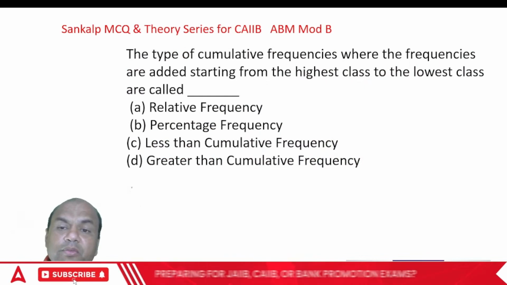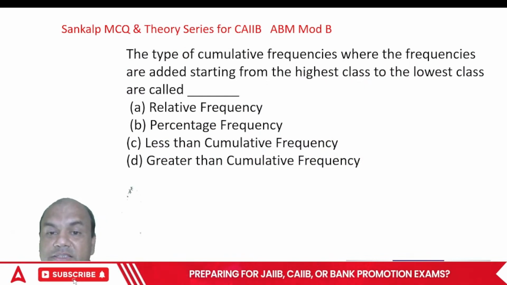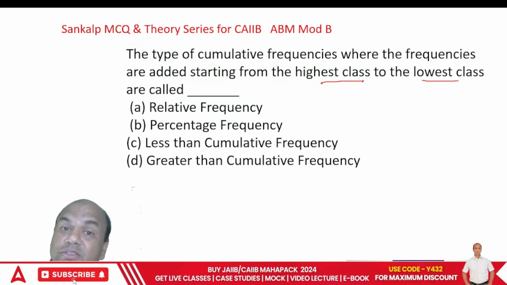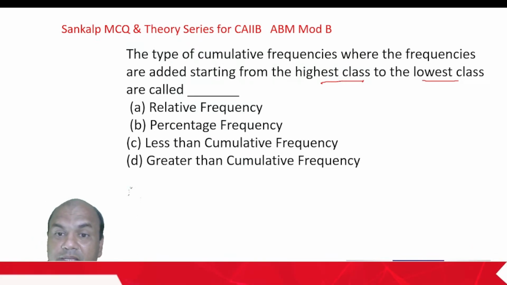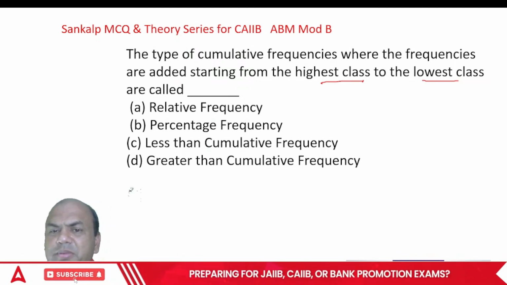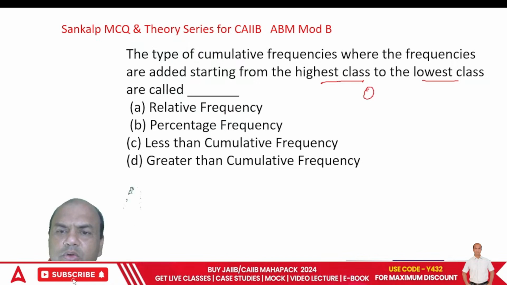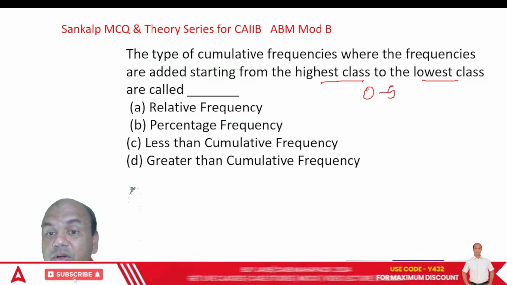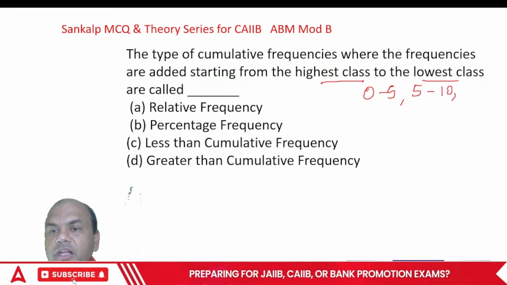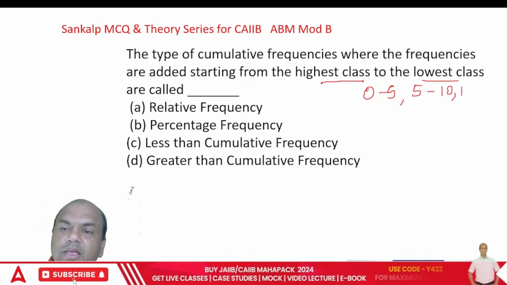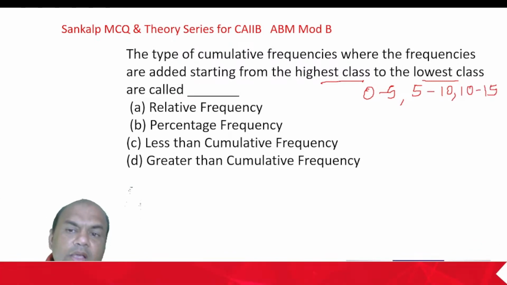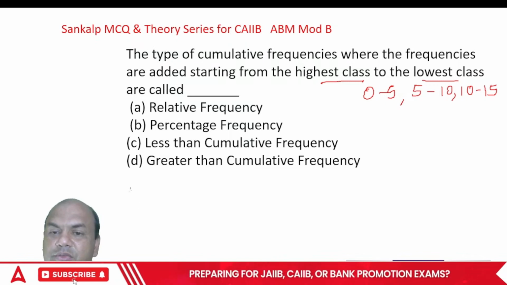The type of cumulative frequency where the frequencies are added starting from the highest class to the lowest class is called as highest to lowest. Now what do you mean by this? Suppose if these are the classes, let me explain it. Let me make it simple, okay, 0 to 5. Class means what? Upper limit, lower limit. 5 to 10, 10 to 15 and so on. Okay, let's take 3 classes, 0 to 5, 5 to 10, 10 to 15. Now suppose if I arrange them in this way, what?